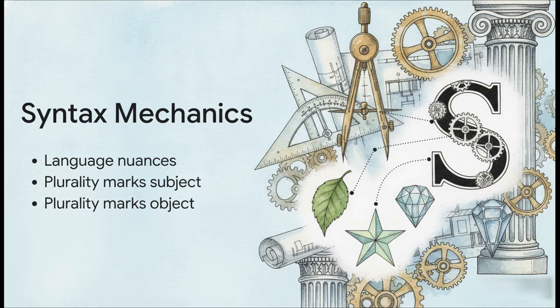Let's break down the mechanics behind this little aha moment. The main takeaway here is that language carries deep, nuanced distinctions. Sometimes plurality marks the subject, the one doing the action. But, and this is crucial, plurality sometimes marks the object, the thing receiving the action or the results of the action. In our puzzle, the S was marking the objects, the diverse things being created excellently, not multiplying the subject, the creator. It is literally a perfect example of how syntax isn't just a bunch of arbitrary rules. It's the very architecture of meaning.